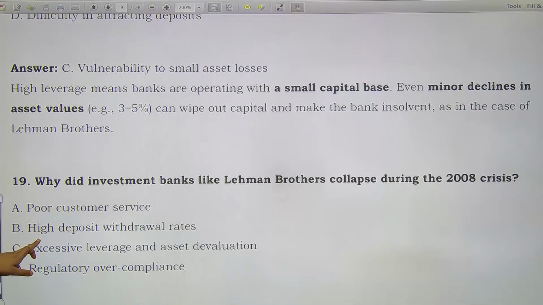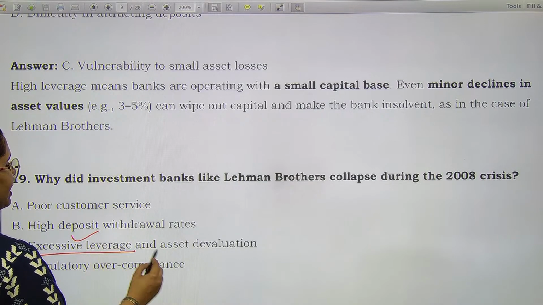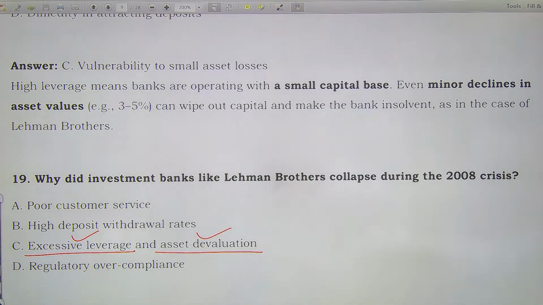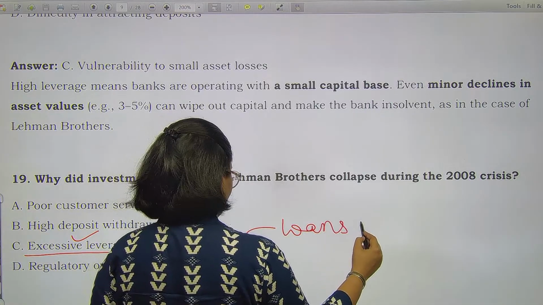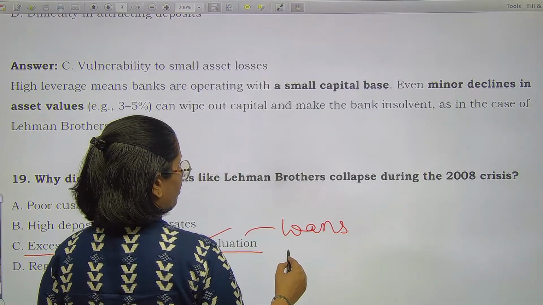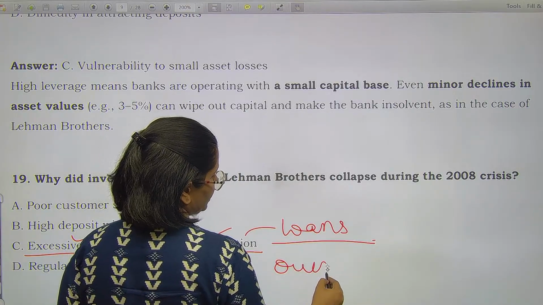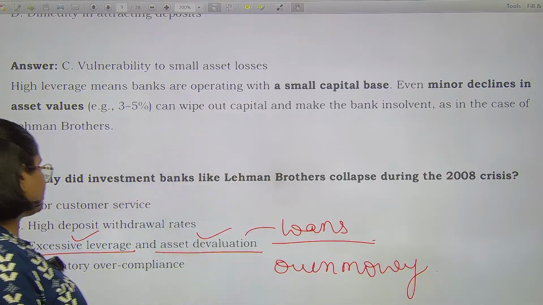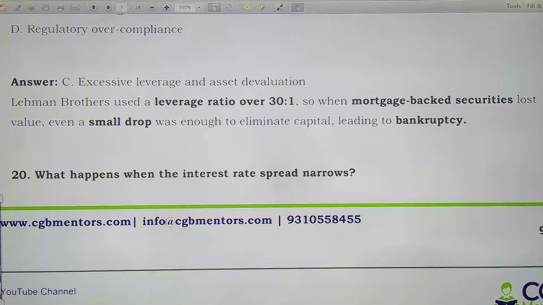Now, why did investment banks like Lehman Brothers collapse during the 2008 crisis? Because of the very same fact that they had excessive leverage and their assets got devalued, right? Assets means the loans, and loans became NPA. At the same time, for bearing this particular loss, they did not have their own money. इस नुकसान को झेलने के लिए उनके पास में खुद का पैसा भी नहीं था. So eventually what it led to was failure.